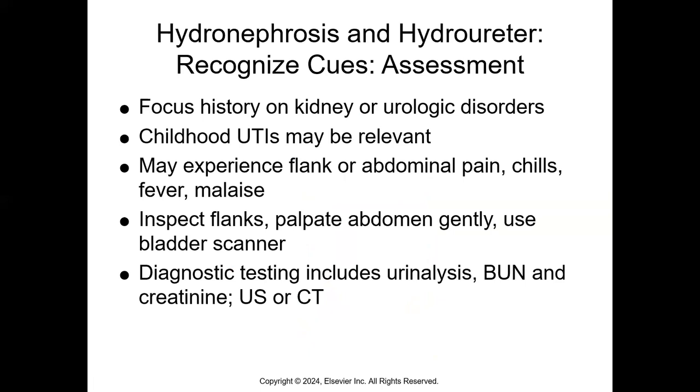So a big key to examine is that childhood urinary tract infections may be relevant. If the urinary tract infection isn't recognized quickly and treated appropriately, it can cause damage within the ureter or within the kidney. Diagnostic criteria often include ultrasound or CT to be able to see the obstruction and to measure the kidney and the ureter to see if there is hydronephrosis within the kidney or if the patient is experiencing hydroureter.